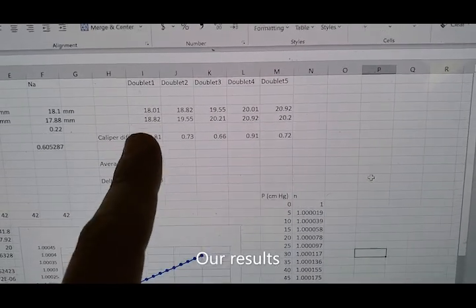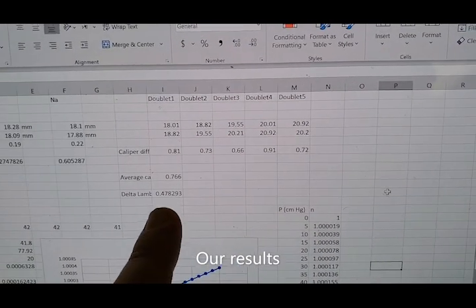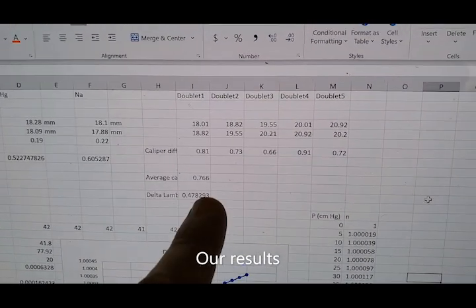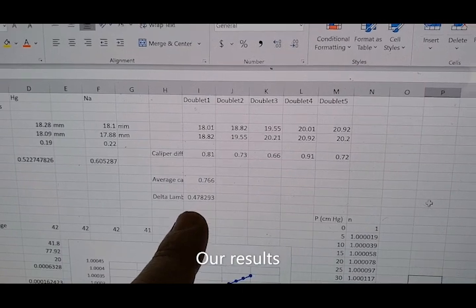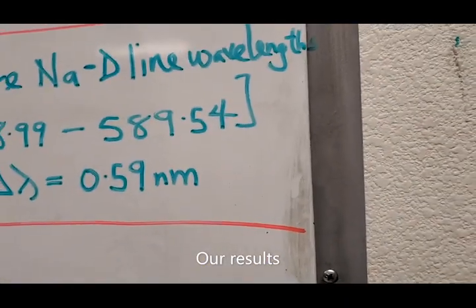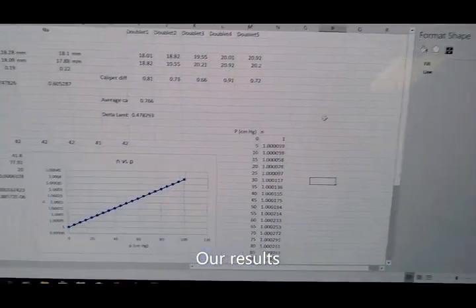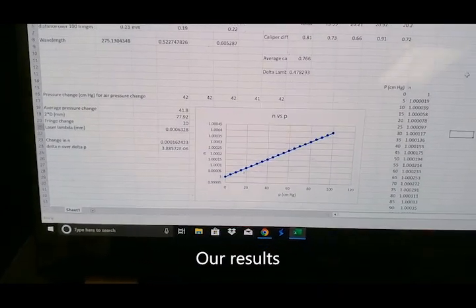We got 5 different samples, and we got the average of the caliper difference, which is 0.766 millimeters. So our delta lambda is 0.478, as opposed to the 0.59 that it should be, which is pretty close. We then moved on to get the refractive index of air.